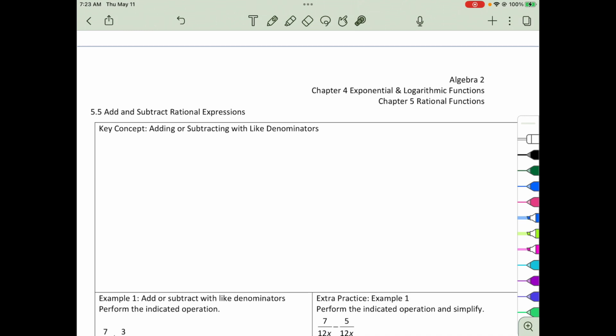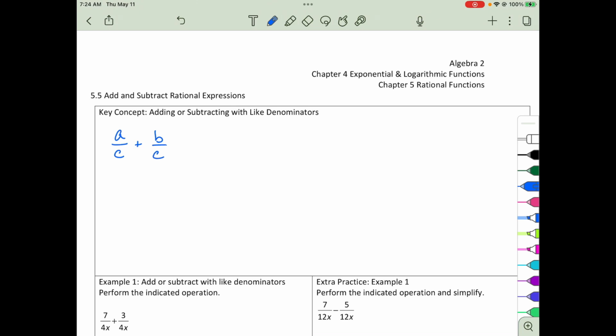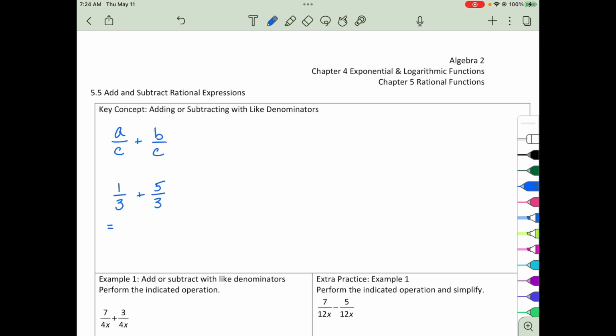All right, now let's go ahead and look at adding and subtracting. So if I have a over c plus b over c, or like if I have 1/3 plus 5/3, then I would get 6/3, and then I would simplify that to 2. So here I would keep my same denominator of c, and I would have a plus b.